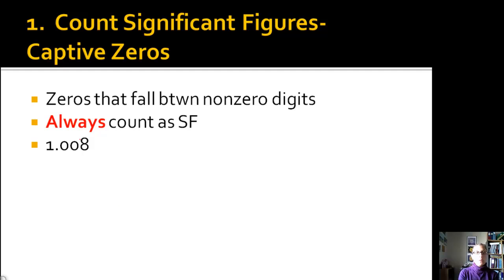So if we look at 1.008, these zeros we would call captive zeros because they're in the middle of a 1 and an 8, and 1 and 8 are non-zero digits. So they would always count, and so we should have 4 significant figures in this example. So all of these would count as being significant.